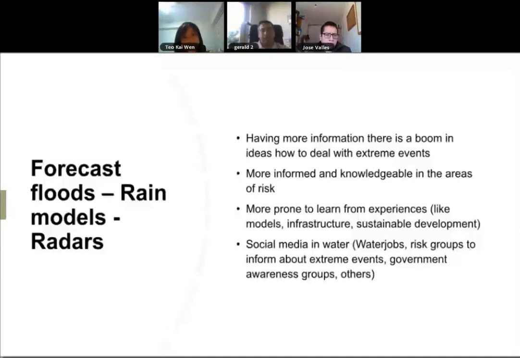Now, reaching the area of more advanced things in water resources, we can say that this ended up in more information. There is a boom in how to deal with extreme events. You can see that, due to the fact that news about events happening everywhere, we are now more aware. So now we want to deal with extremes. We want to see how other people are dealing with extremes. We want to be more informed and knowledgeable in the areas of risk: how much risk am I having right now? We are more prone to ask about experience: which types of models are they using? What type of infrastructure have they implemented? What sustainable development interventions can I do? All this information is there.